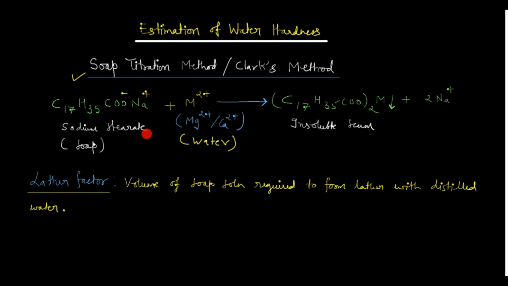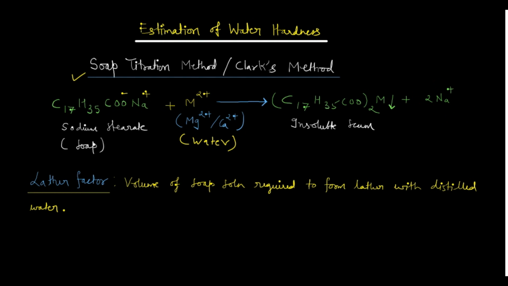So you are adding this soap to this water sample, and these calcium and magnesium are reacting with the soap, and they are producing the insoluble scum or insoluble white precipitate, which is nothing but your calcium or magnesium stearate. You can replace this M with calcium or magnesium, right? I have written this equation as a generalization for M2+ ions, right? But you can replace this M with calcium or magnesium. And in turn, an equivalent amount of sodium ion would be released into the water sample, and you know these sodium ions will not cause any kind of hardness, right?